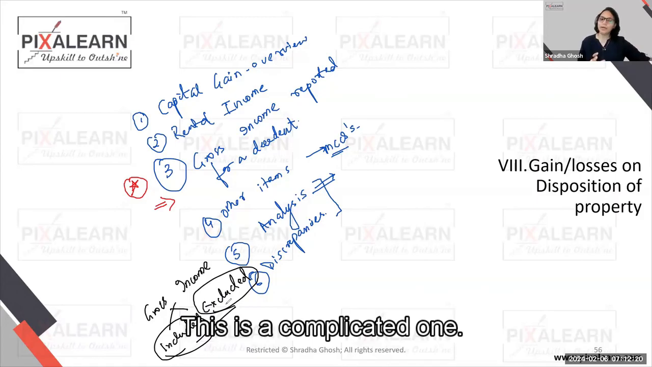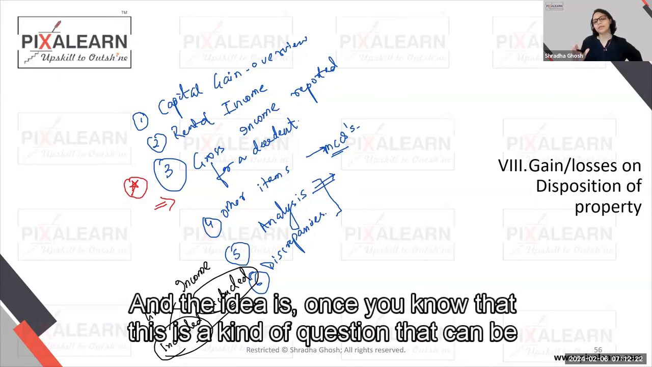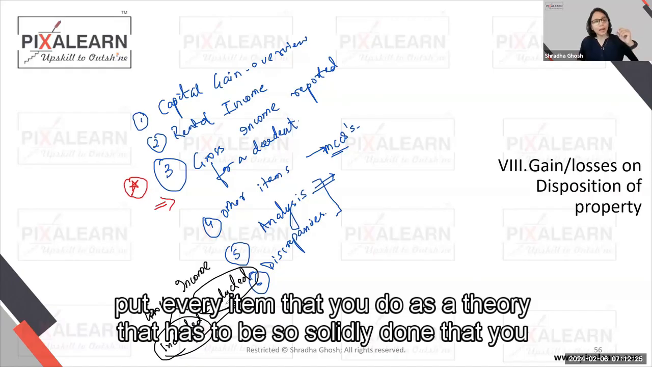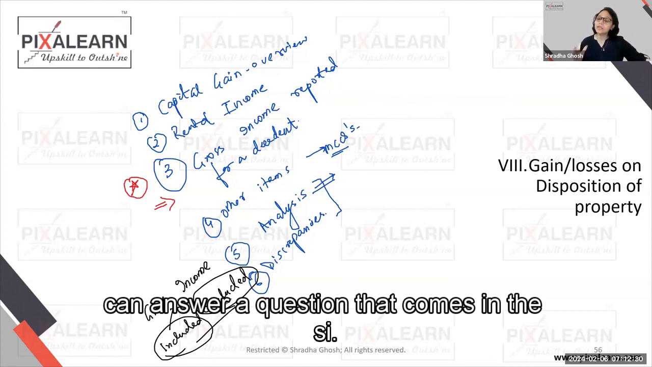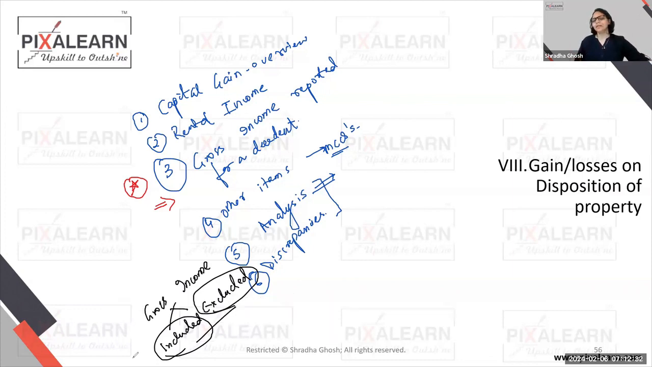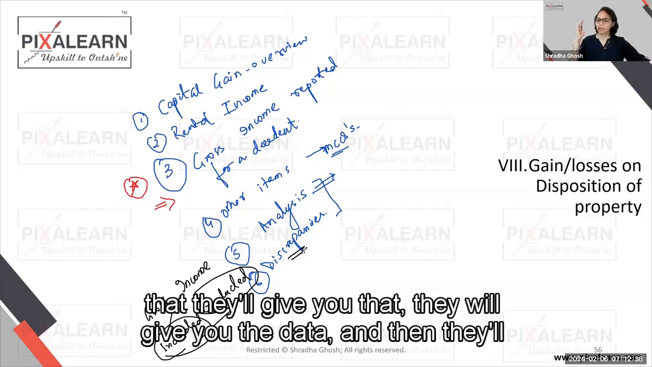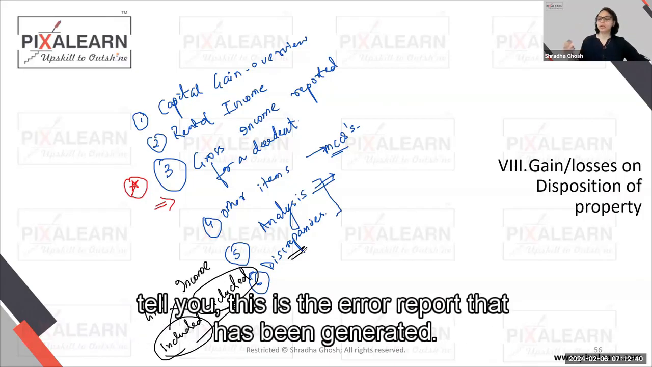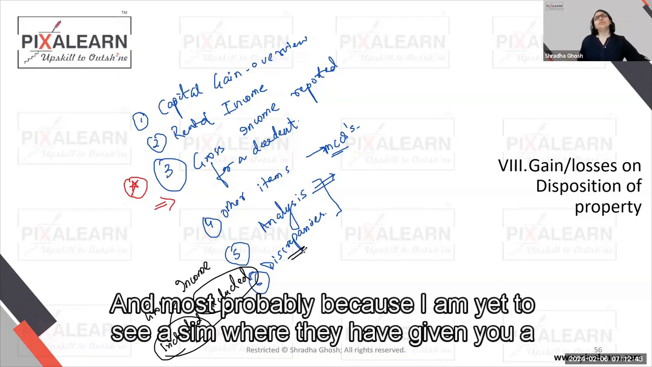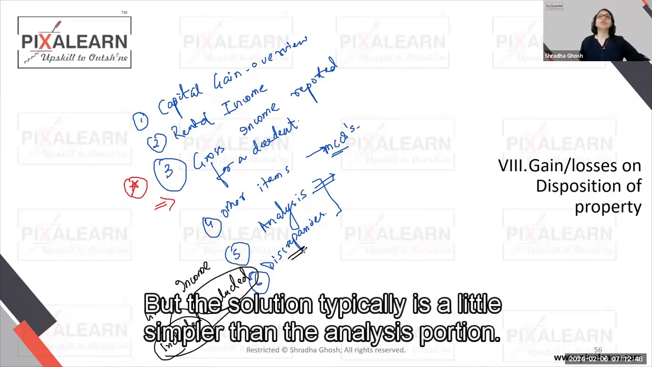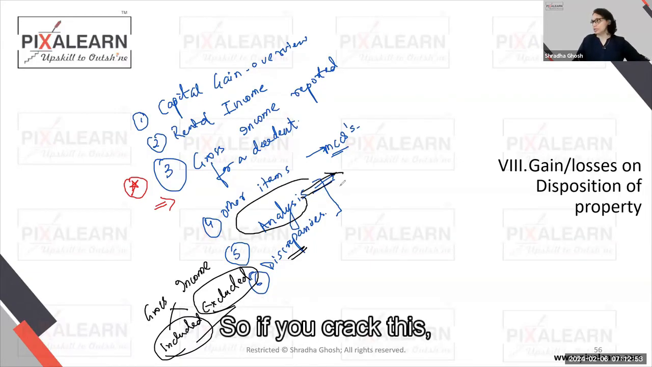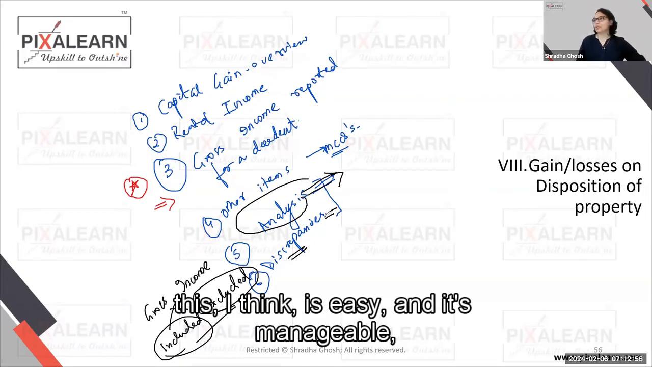This is a complicated one. And the idea is, once you know that this is the kind of question that can be put, every item that you do as a theory has to be so solidly done that you can answer a question that comes in the sim. Somehow I find the last topic a little simpler, because you will see that they will give you the data, and then they'll tell you this is the error report that has been generated. And most probably, because I am yet to see a sim where they have given you a lot of options, the solution typically is a little simpler than the analysis portion. So if you crack this, I think it is easy and manageable.